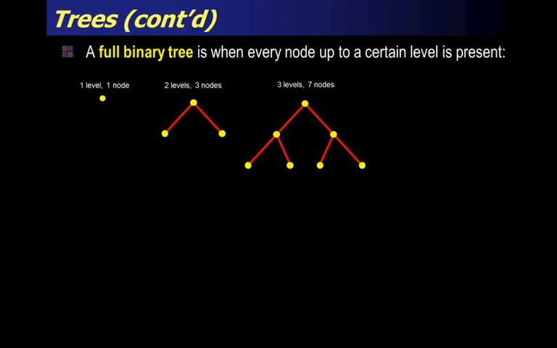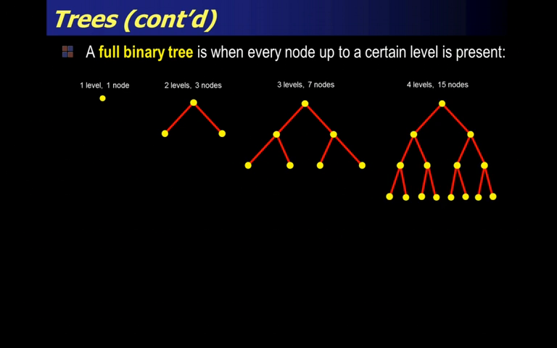That's a full binary tree. If, for example, this one was gone, that one right there was gone, it would no longer be a full tree. It would be a partial tree. Okay? This is a full tree. 4 levels, 15 nodes.